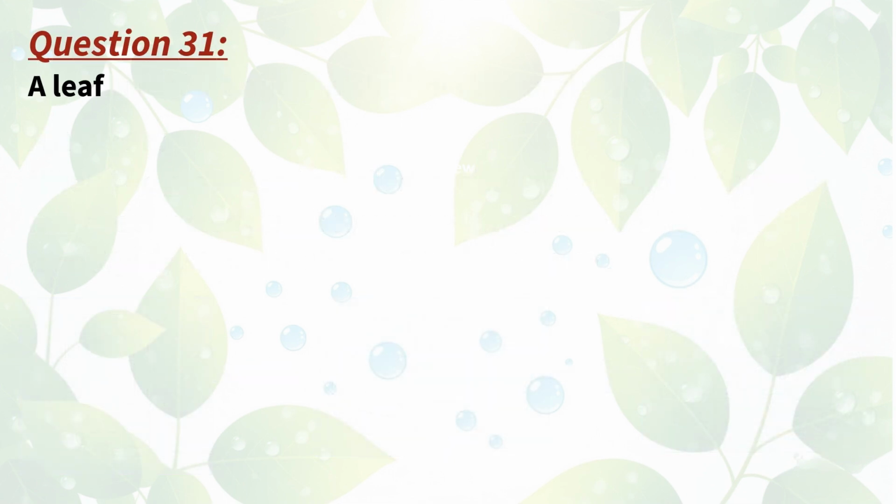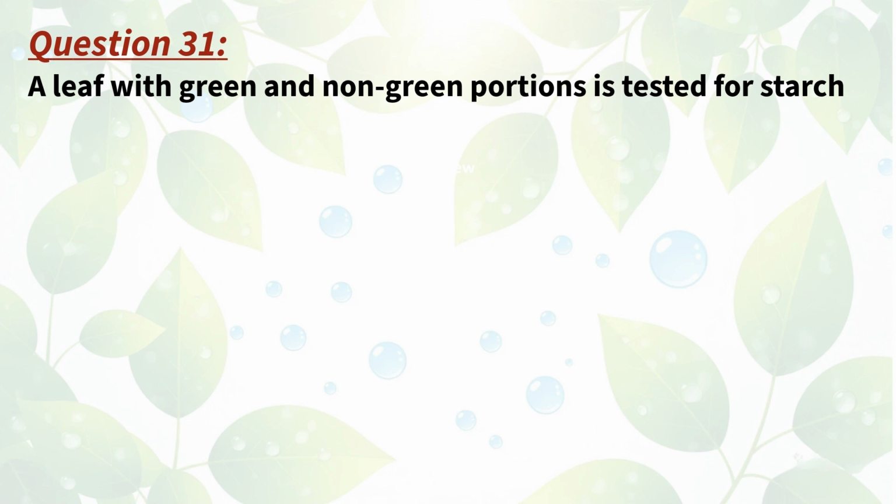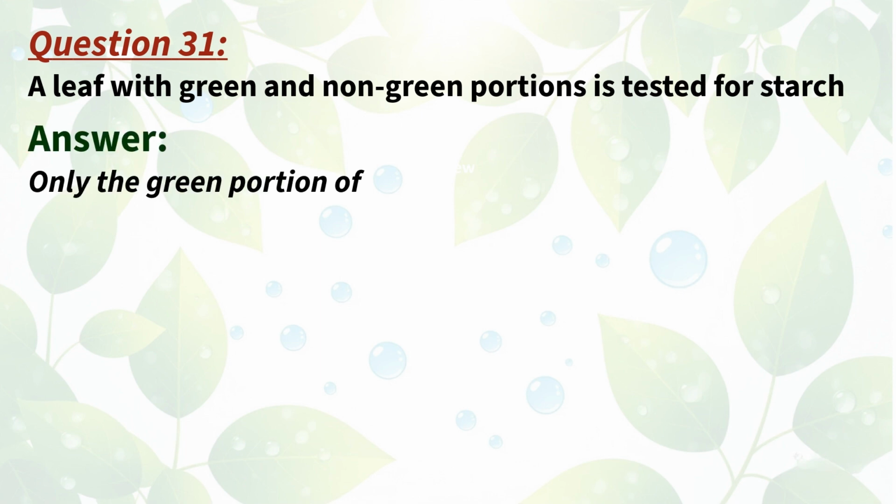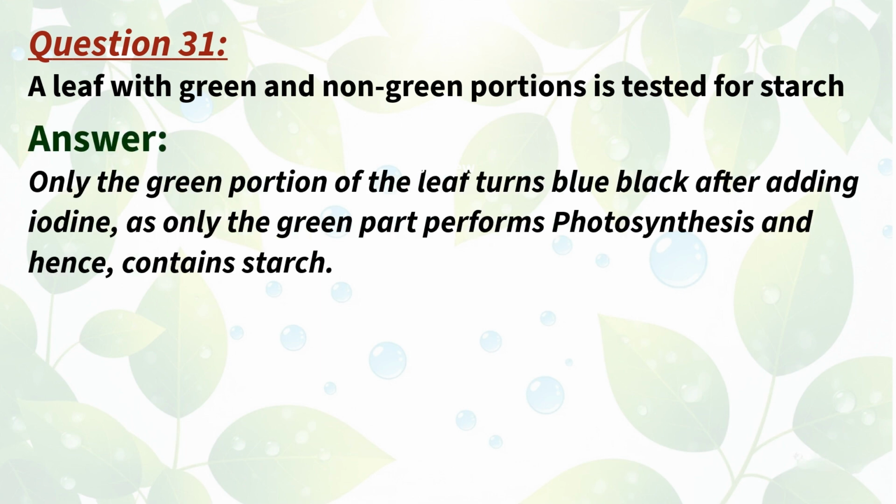Question 31. What happens when a leaf with green and non-green portions is tested for starch? Answer: Only the green portion of the leaf turns blue-black after adding iodine, as only the green part performs photosynthesis and hence contains starch.